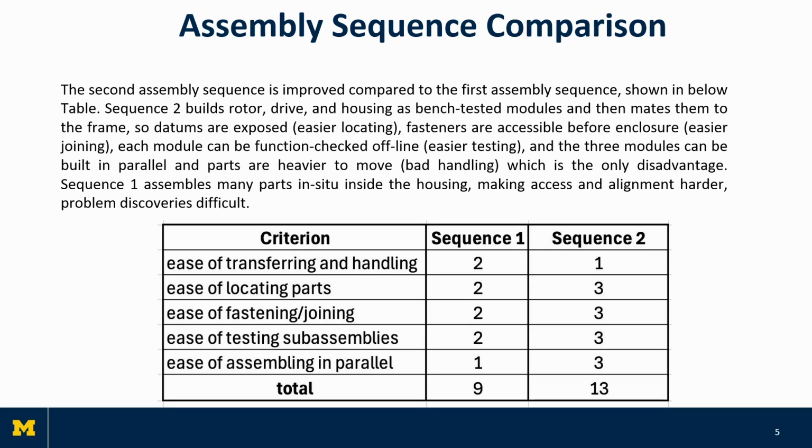Using the 5 criteria to determine which assembly sequence is better, sequence 2 scores higher. Overall, the biggest gains are in handling, joining, and testing, with an added benefit of true parallel assembly for the 3 modules.